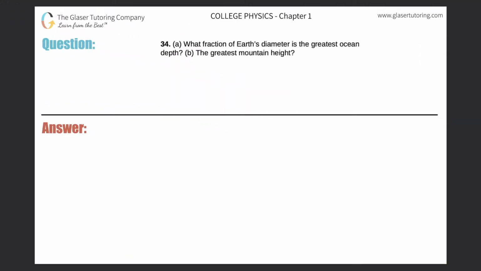Number 34. Letter A. What fraction of Earth's diameter is the greatest ocean depth? Okay, so to answer this question, we need to know a couple of facts. We need to know the Earth's diameter. If you look it up, it's approximately 13,000 kilometers.